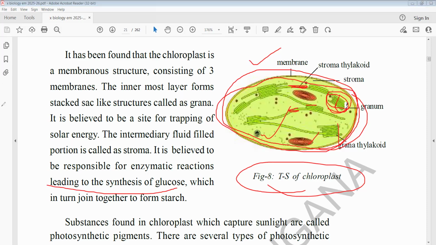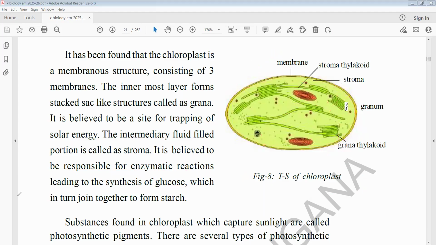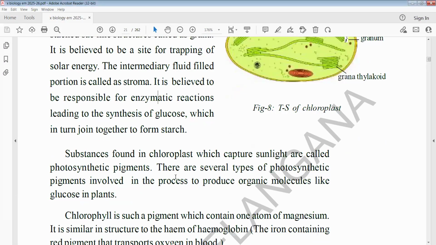The important function of the chloroplast here is that it is responsible for the enzymatic reactions leading to the synthesis of glucose, which in turn joins together to form starch. Substances found in the chloroplast which capture sunlight are called photosynthetic pigments. You know that the pigments which receive the light are called photosynthetic pigments.